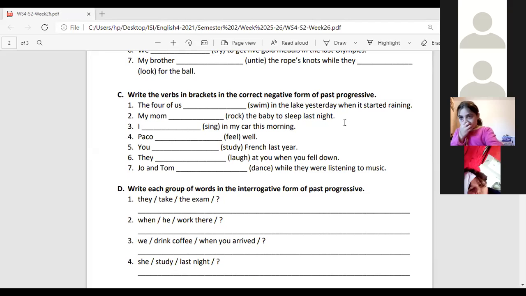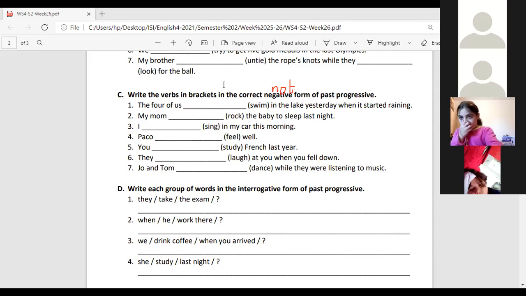Now let's put it in the negative. Make it negative. I want to say not. You formed it correctly, but in the affirmative form. Here he said he wants it in the negative form. When I say negative, I mean not. So I cannot say here "the four of us were swimming." I have to make it negative. How do I make it negative?